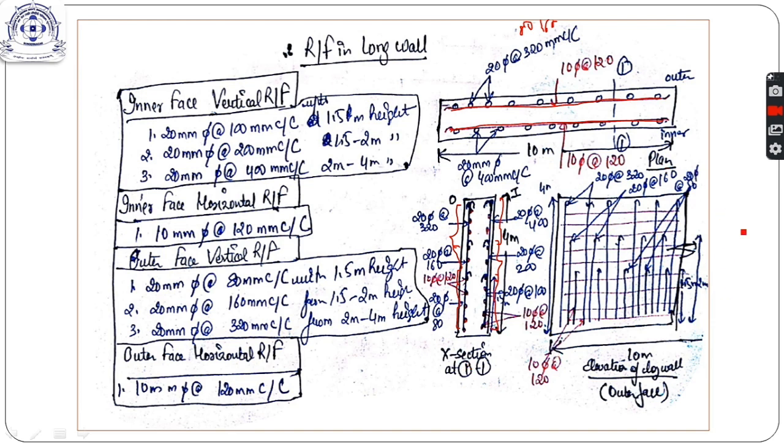So this is the plan of your long wall, this is the cross section, and this is the side elevation of your long wall showing the three heights of reinforcements. I have prepared here only the outer face, so I am getting the reinforcements at 80, 160 and 320. Same will be for the inner face also, with the spacing as 100, 200 and 400. So I hope the design is clear to you.